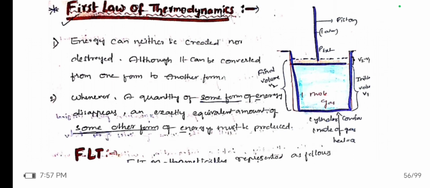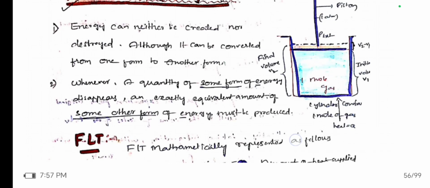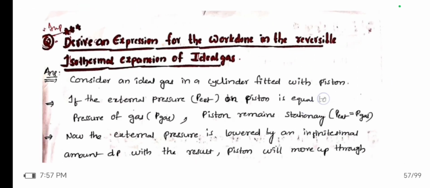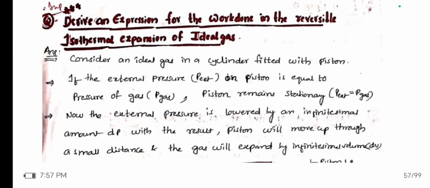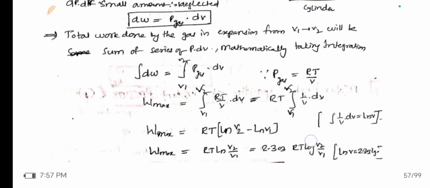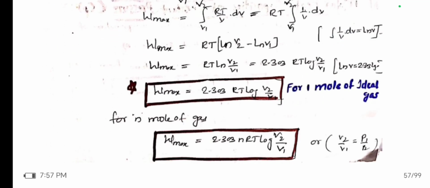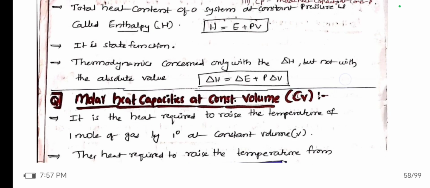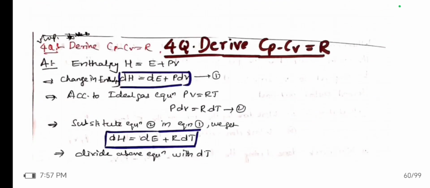First law of thermodynamics is important, compulsory. This equation and diagram, write this one. First law of thermodynamics is important. Derivation is also important. Otherwise, at least remember the last equation. Problems are asked from this equation, so that's why at least remember this one. Enthalpy: this derivation is important. Cp minus Cv is equal to R.